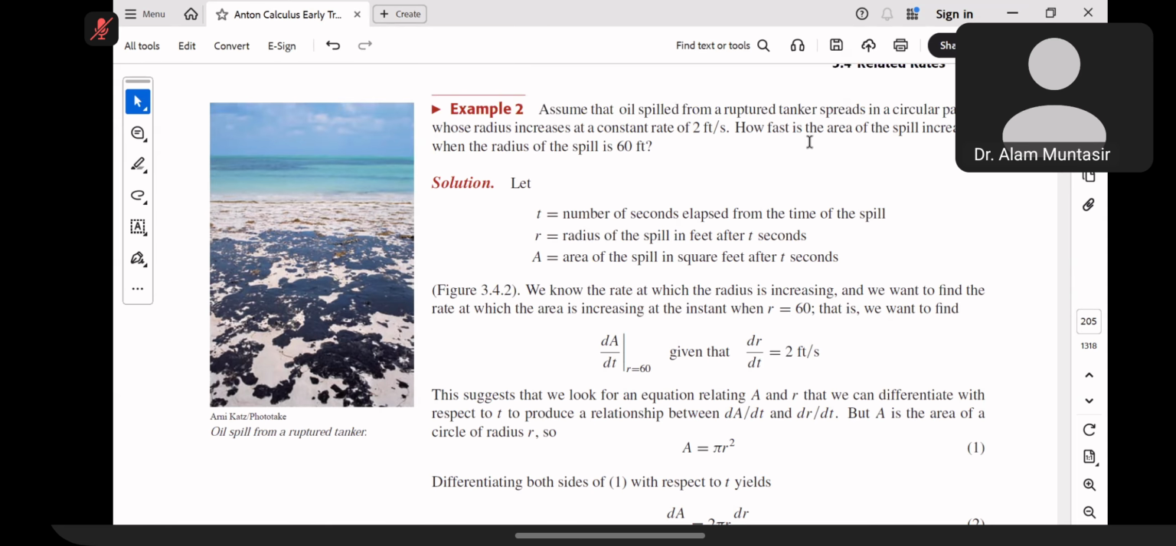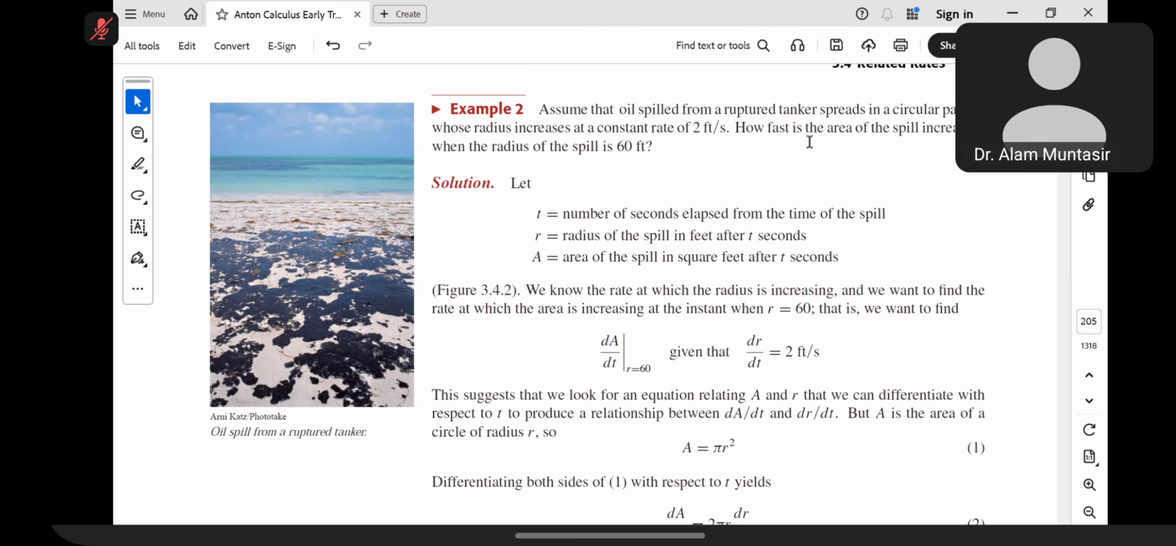That means to deal with such a problem, you need to understand the natural shape of the problem or the physical appearance of the problem. So if oil spills from a ruptured tanker, then the spreading pattern is a circular shape which has different radius at different times.